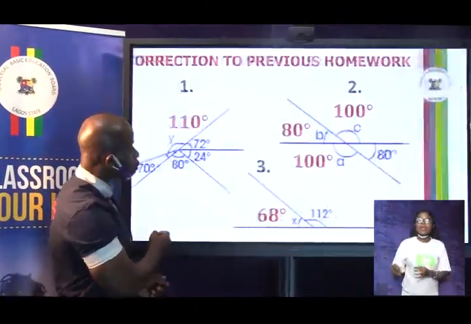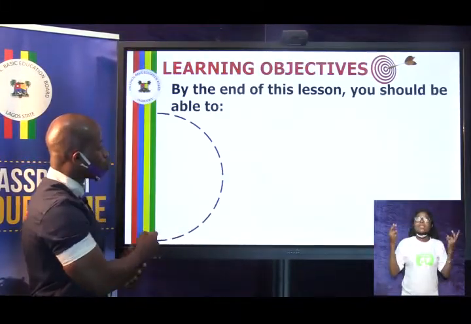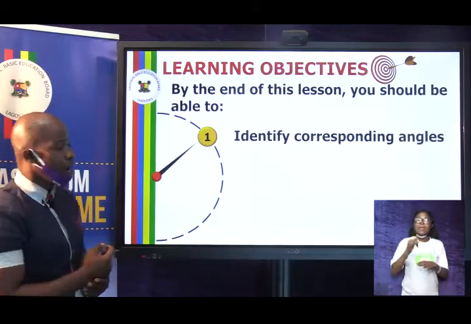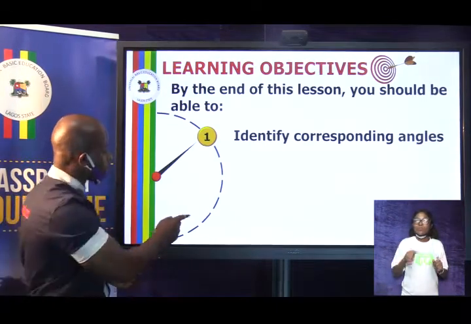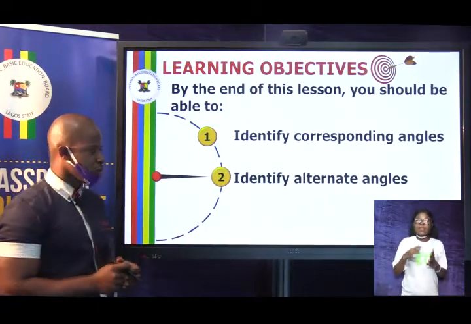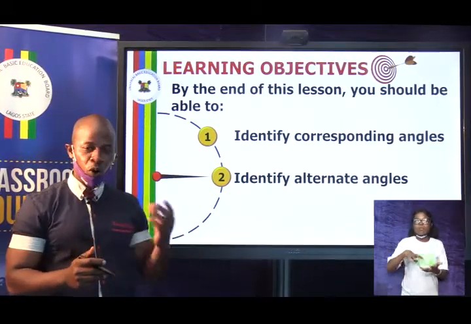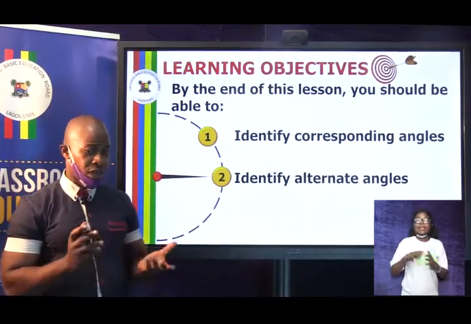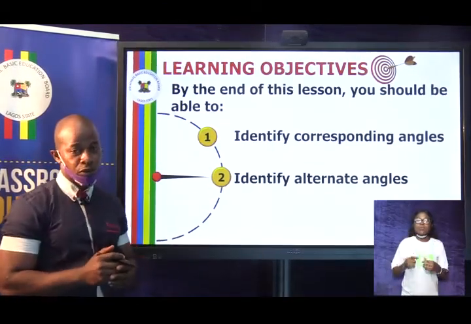Now moving on to the learning objectives for today. By the end of this lesson, you should be able to identify corresponding angles. You should also be able to identify alternate angles. Now, I don't want you to get confused. In the last lesson, we talked about complementary and supplementary. And that in itself seems confusing. And we are now talking about two different types of angles again.